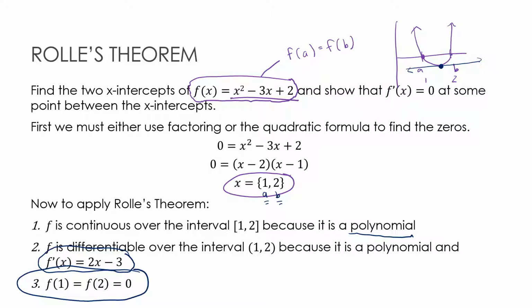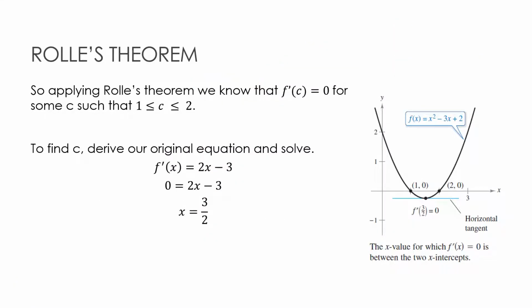So all I've done now is to say, guess what? I can use Rolle's theorem. And now I'm going to apply Rolle's theorem. Rolle's theorem says that there's going to be some c where f prime of c equals 0, in the interval from 1 to 2. To find c, I took my derivative and set f prime of x equal to 0 because I want to know when the derivative equals 0, and found that x value is 3 halves. So I used Rolle's theorem to know that it exists, and then of course I used algebra and calculus to find the value at which it exists.